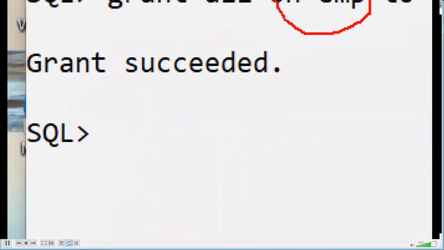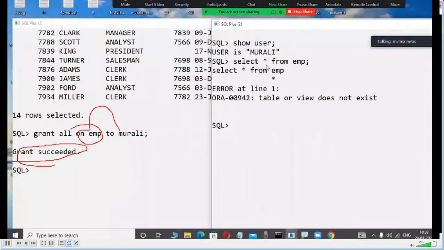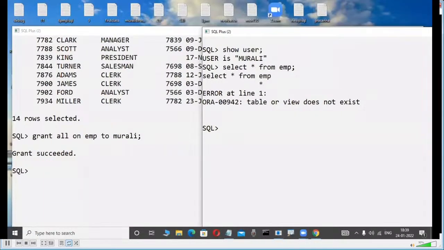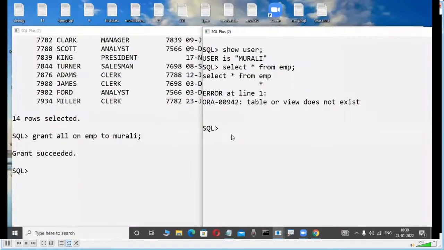Here the grant is succeeded, and a message is displayed. This is a relational data model product. Now, can the employee Murali try to access the Scott user's EMP table? Is it possible or not possible? Maybe I type it like this: select star from Scott.emp. Okay, EMP like this only. Now I'm typing like this. Is it possible or not possible? Can anybody guess?